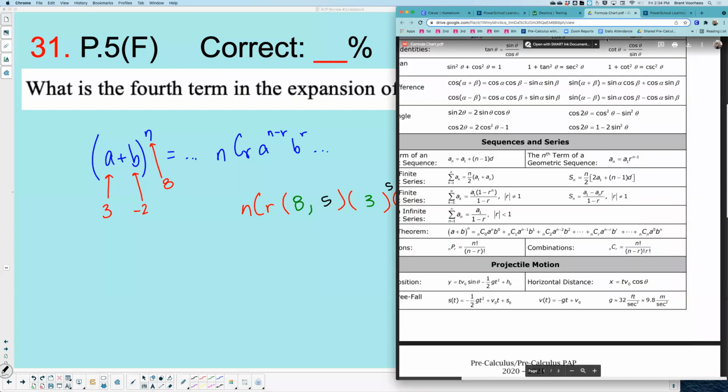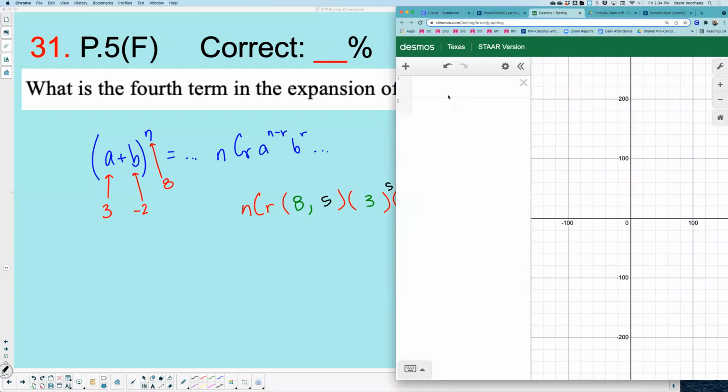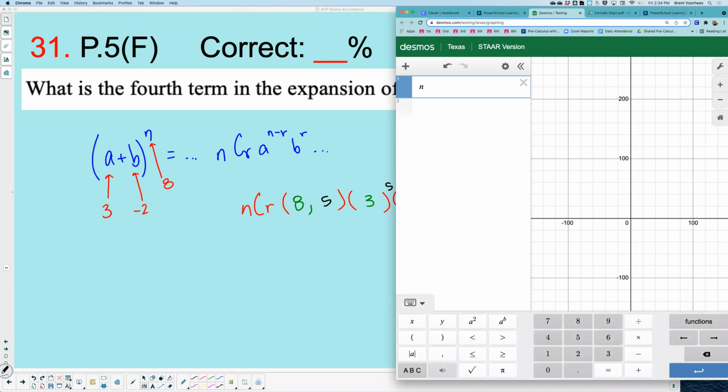It's occurred to me, I haven't typed any of these in a long time. I'm going to come over here. n, capital C, r, 3 parentheses, 8 comma 5, 3 to the power of 5, and -2 to the power of 3. I'm getting -108,864. Is that the value y'all are getting? All right.